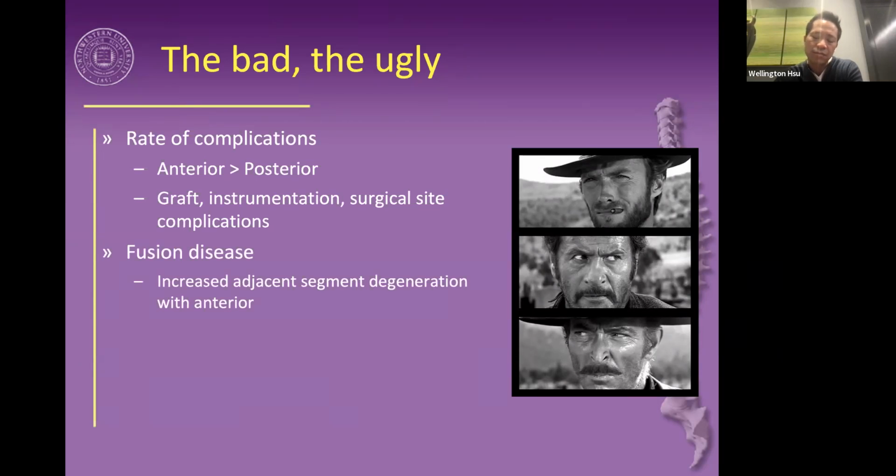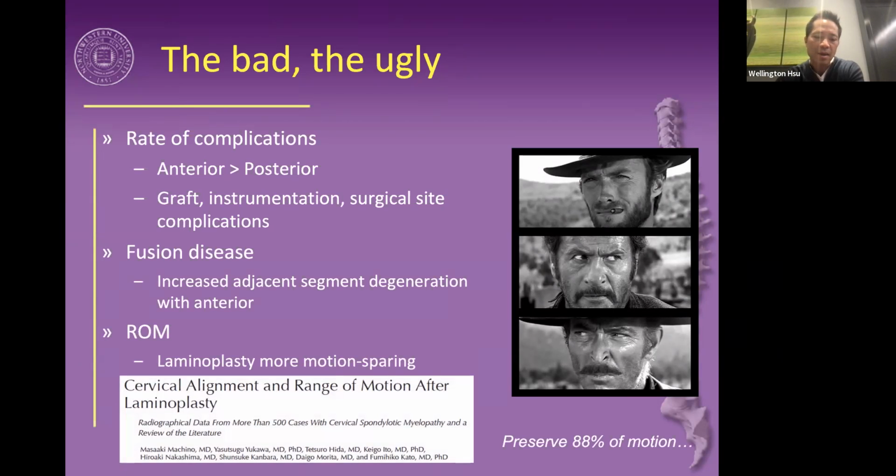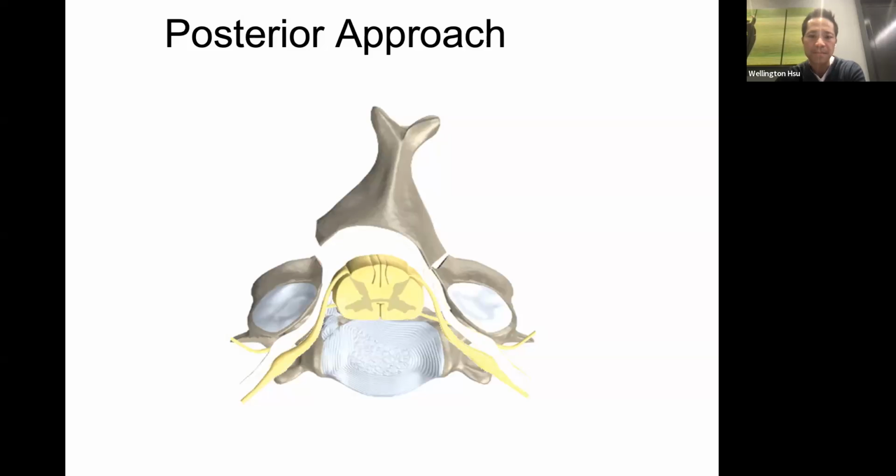Fusion disease, if you compare it to something like a laminoplasty, there's definitely an increased rate of adjacent segment degeneration. And range of motion, you certainly lose more when you compare it to a laminoplasty, which is a motion-sparing procedure. Laminoplasty patients do lose motion, but not as much as if you were to fuse the segment entirely.